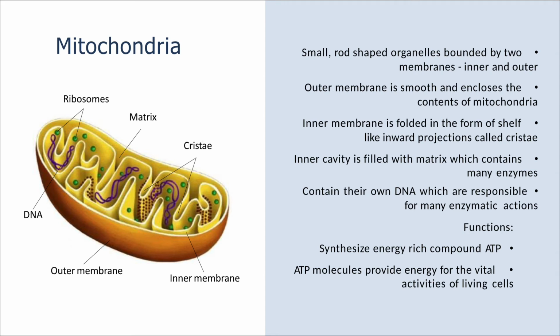Mitochondria. Mitochondria are small rod-shaped organelles bounded by two membranes, inner and outer. Outer membrane is smooth and encloses the contents of mitochondria. Inner membrane is folded in the form of shelf-like inward projections called cristae. Inner cavity is filled with matrix, which contains many enzymes. They contain their own DNA, which are responsible for many enzymatic functions. They synthesize the energy-rich compound, ATP. ATP molecules provide energy for the vital activities of living cells.